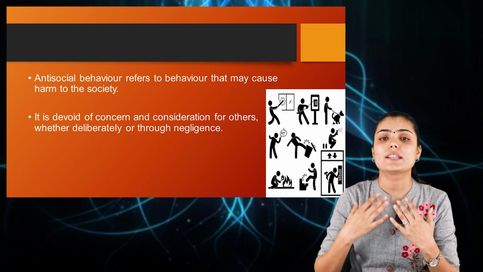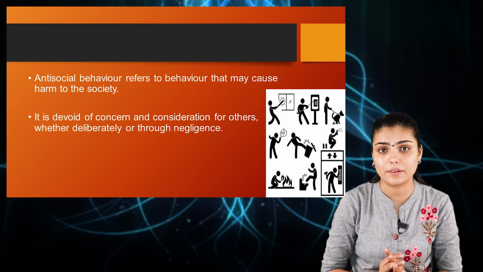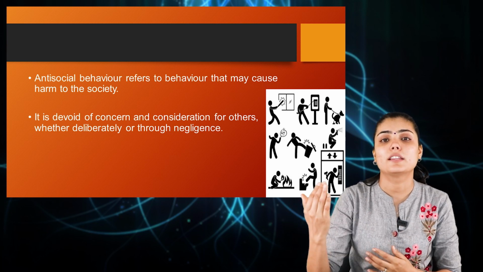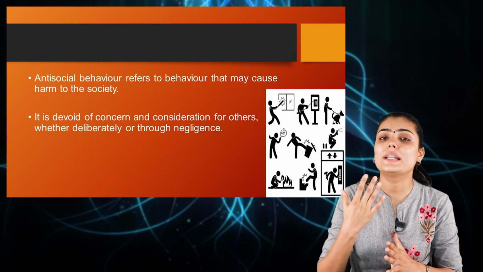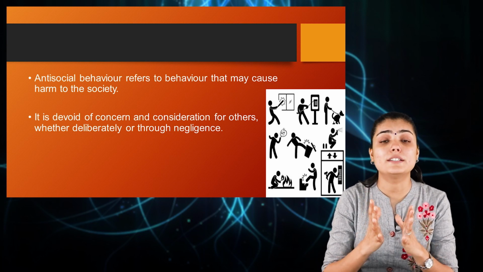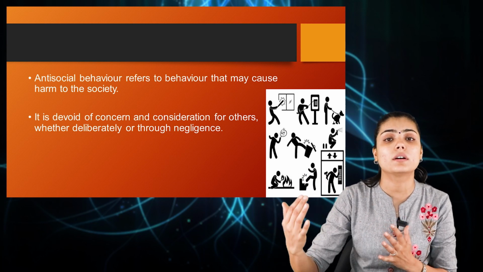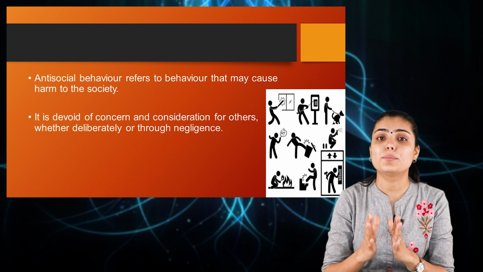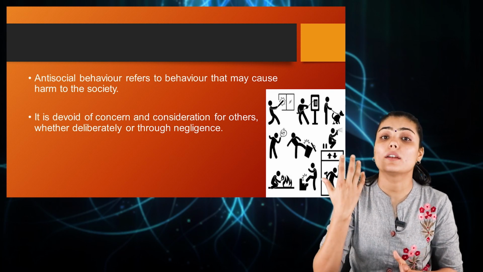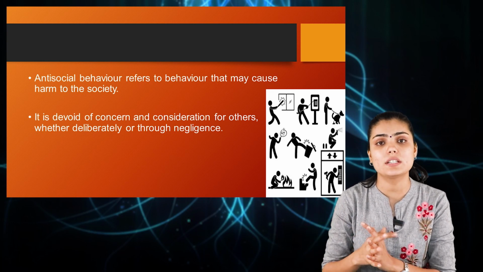A person who displays antisocial behavior is devoid of concern and consideration for others. Usually, as human beings, when we do something, we take care not to hurt other people; we consider the feelings of people around us. But the person who displays antisocial behavior will be devoid of consideration towards others. They do not care about other people in the group. Antisocial behavior could be done deliberately, knowingly, with intention, or it could be through negligence as well.